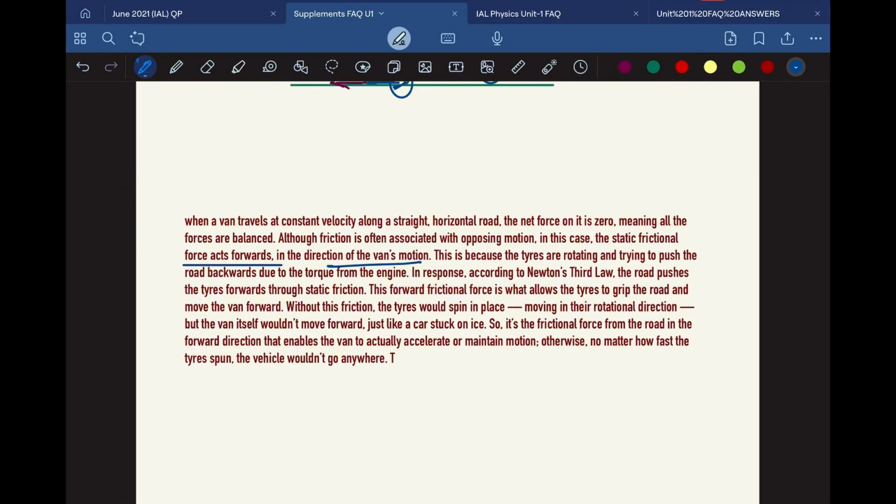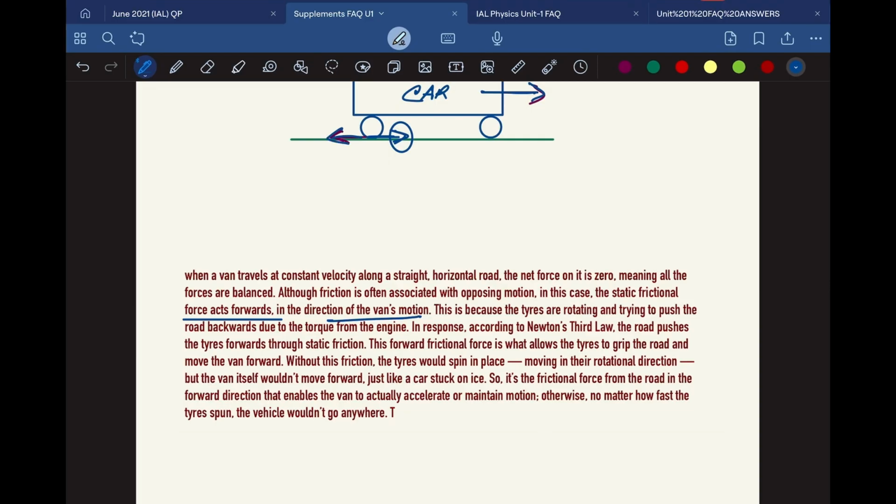This is because the tires are rotating and trying to push the road backward, right? The tire is pushing the road backward due to the torque from the engine. In response, according to Newton's third law, the road pushes the tire forward through static friction. This forward force is what allows the tire to grip the road and move the van forward. Without this friction, the tire would spin in place.